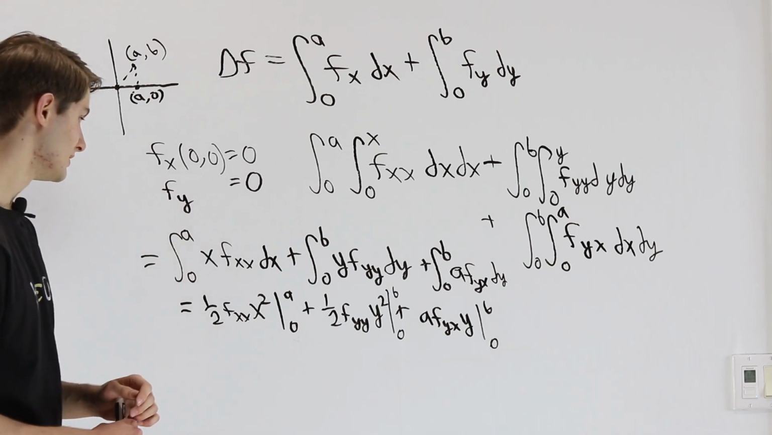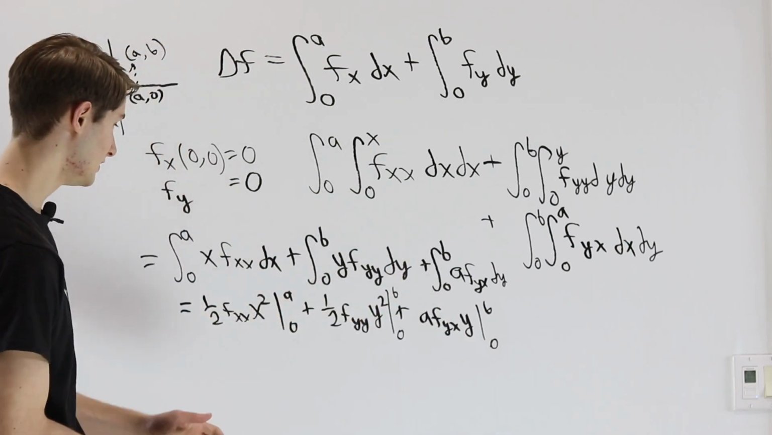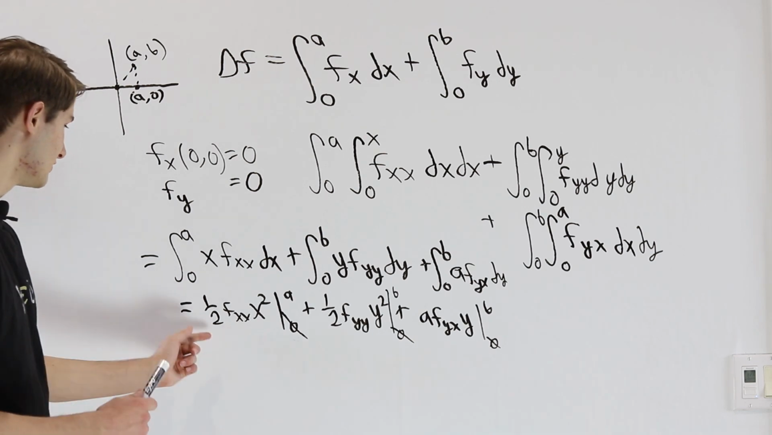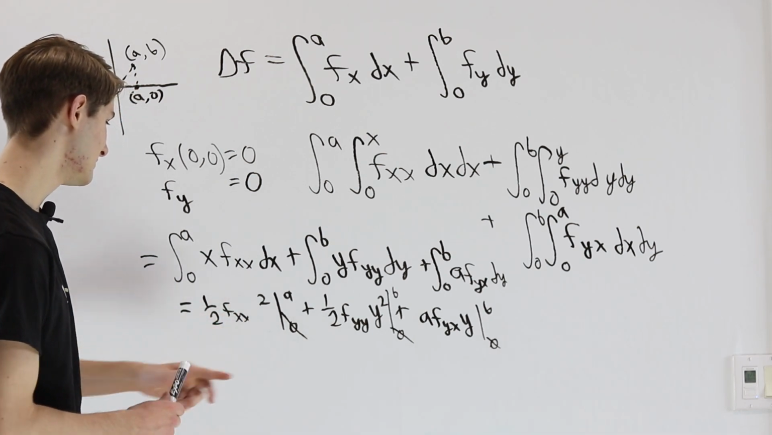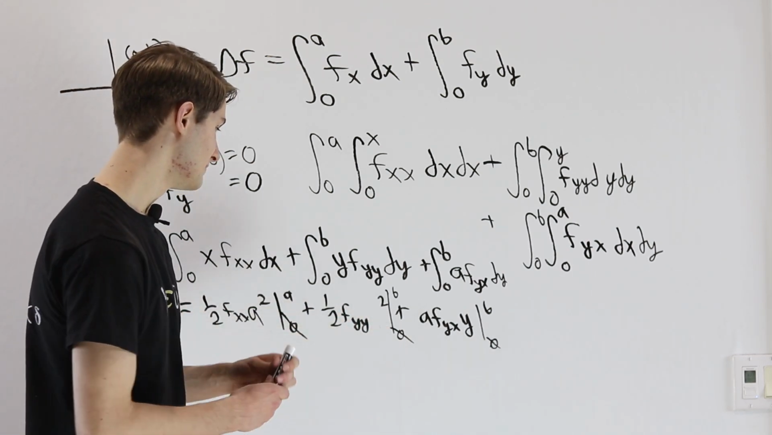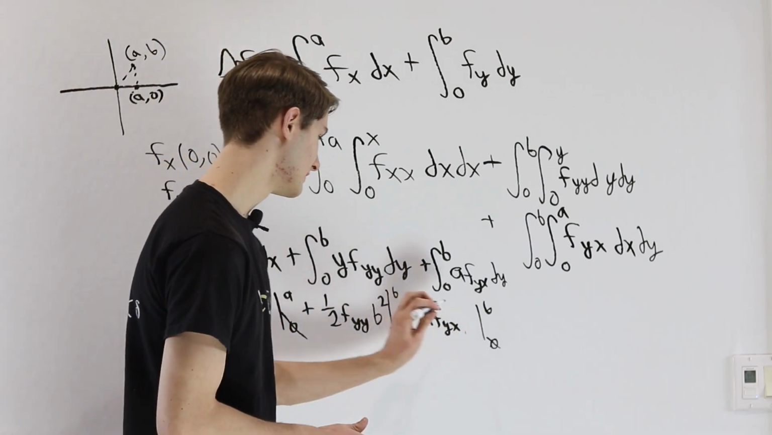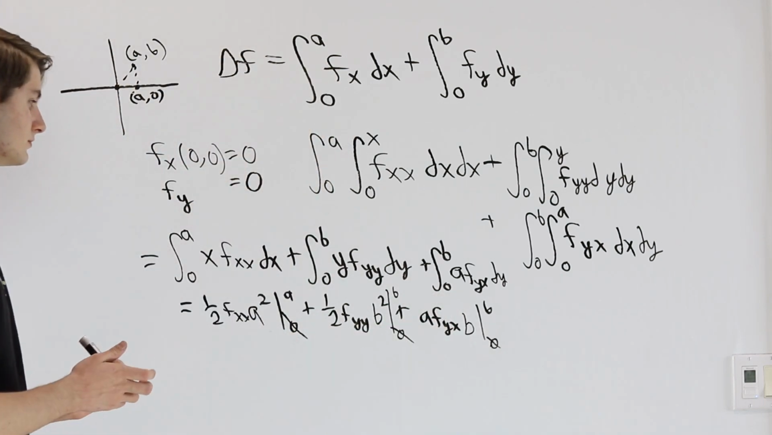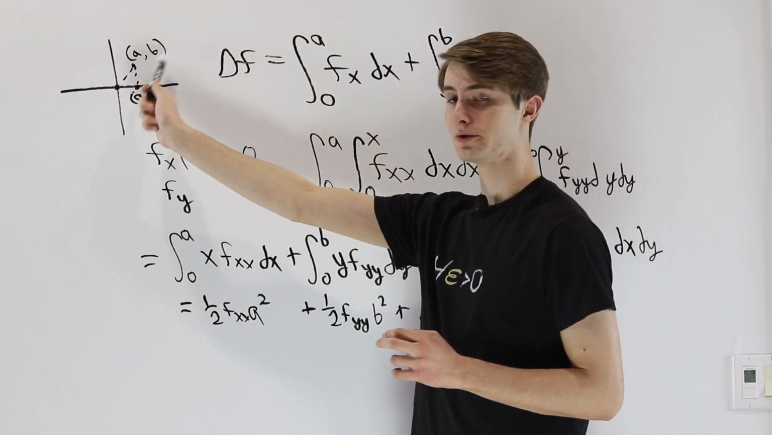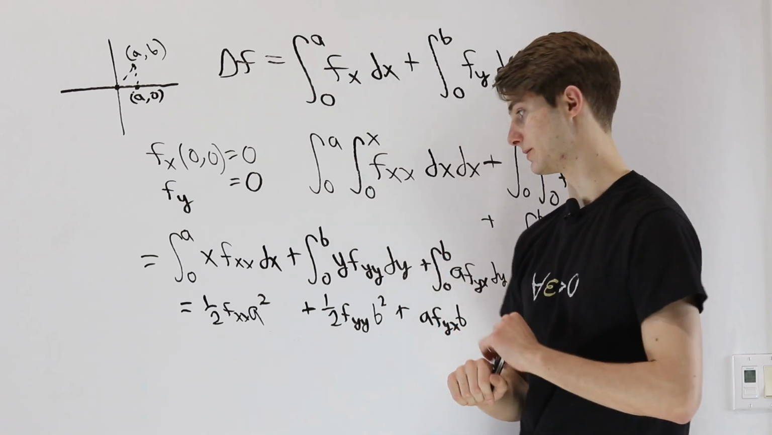So if we plug these in, remember that 0 squared is 0, 0 squared is 0, and of course 0 is equal to 0. So these lower bounds are all going to cancel out. And what we get as a result is 1/2 f sub xx times a squared plus 1/2 f sub yy times b squared plus a f sub yx times b. So now we have an expression for the amount that our function changes when we go from the origin to the point AB. And it's in terms of those second partial derivatives, so we're definitely making progress.